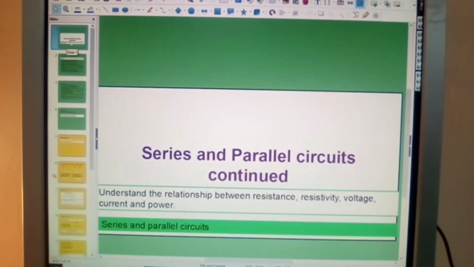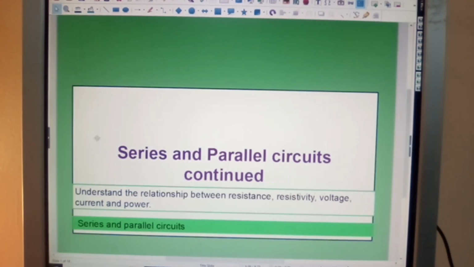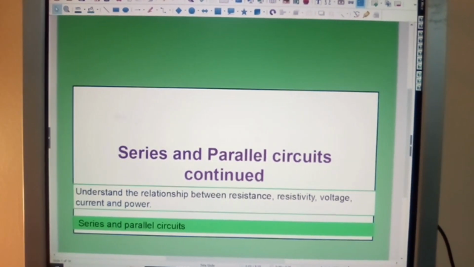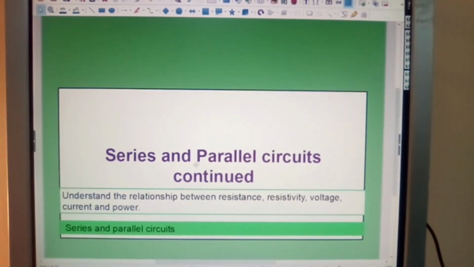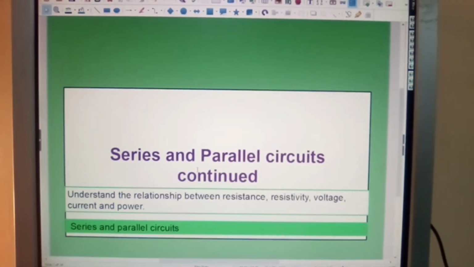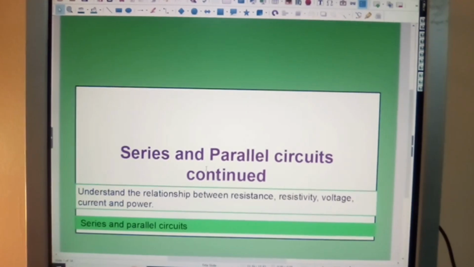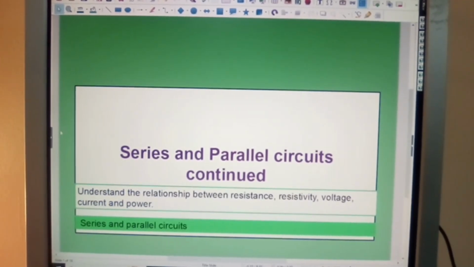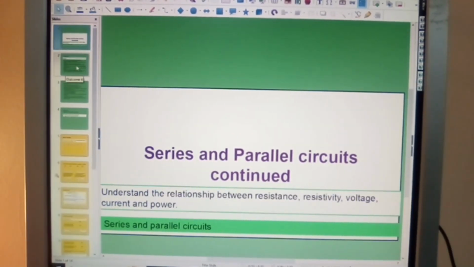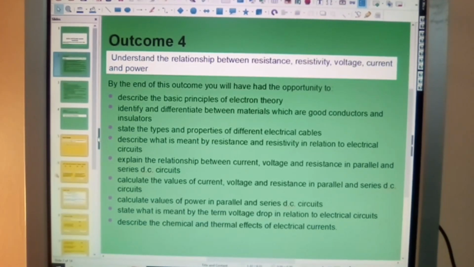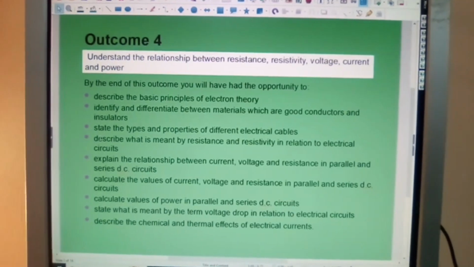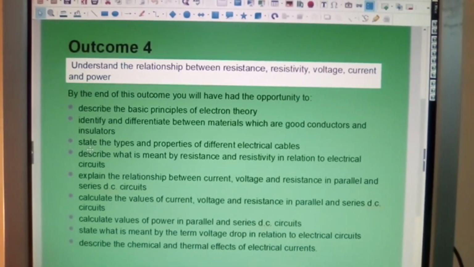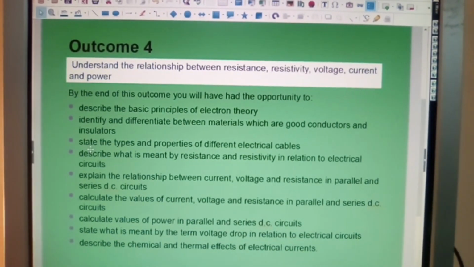Let me just go back to where I am and count my instructions. Right, series and parallel circuits continued, and you would look at that from the perspective of some continuation work that I've done already, which you will see on my channel. Here we're looking at understanding the relationship between resistance, resistivity, voltage, current, and power.